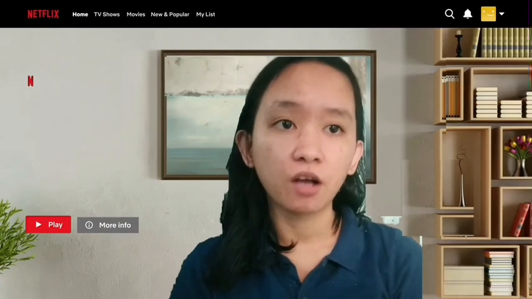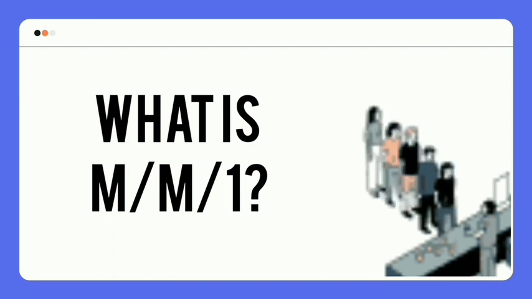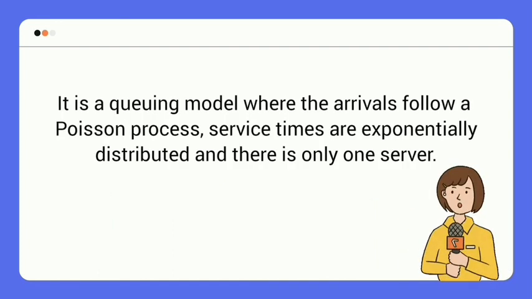Let us now discuss the first queuing model and one of the most basic models, M/M/1. M/M/1 is a Markovian queuing model with a single server. Note here that the arrival process is Poisson and the service time is exponential.